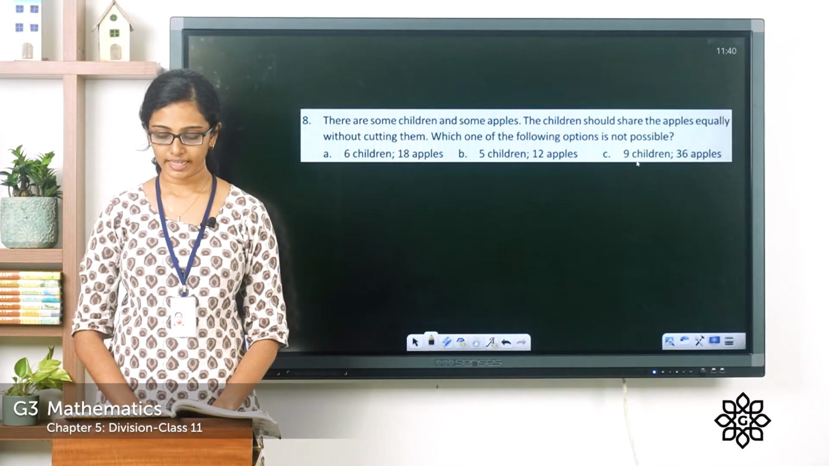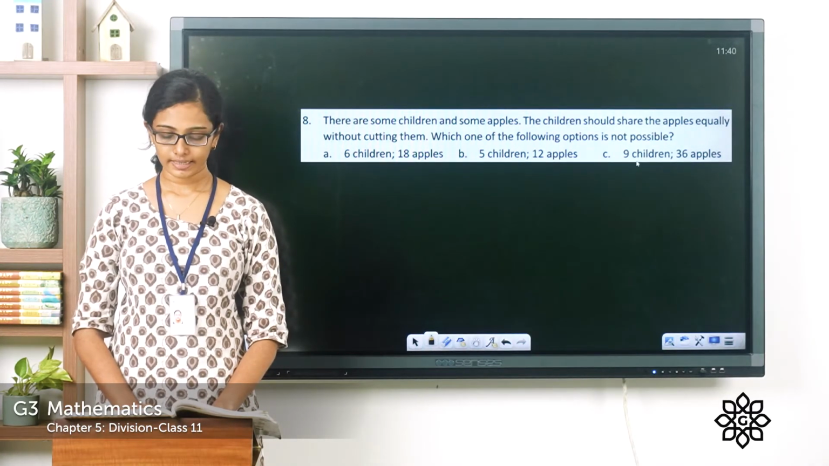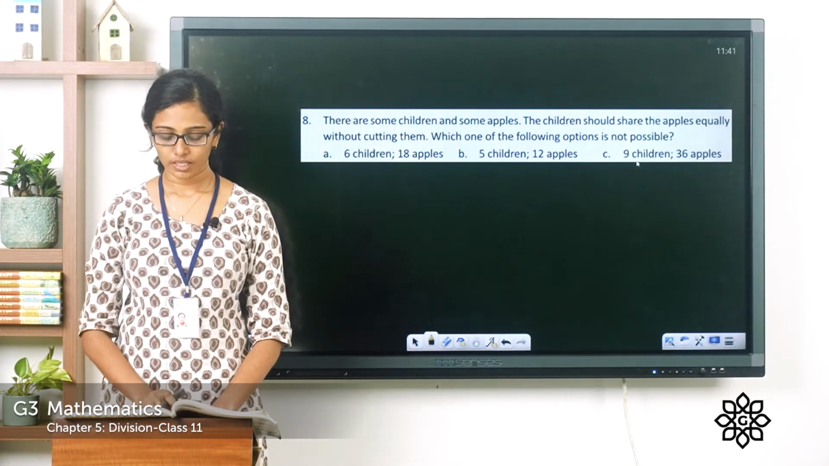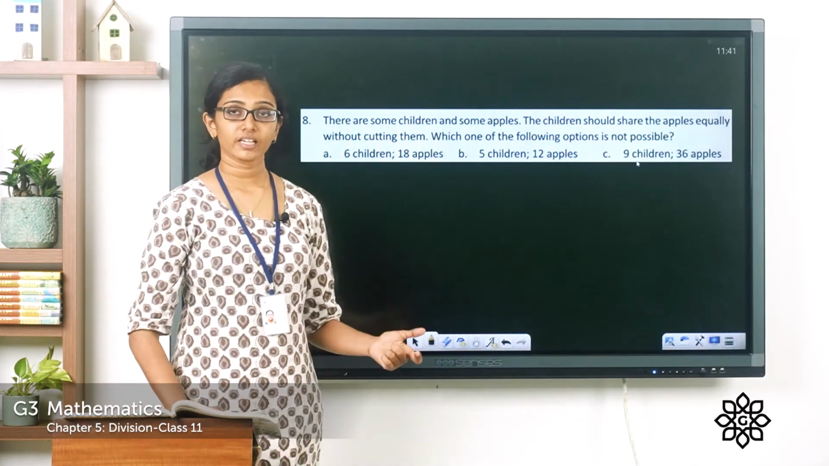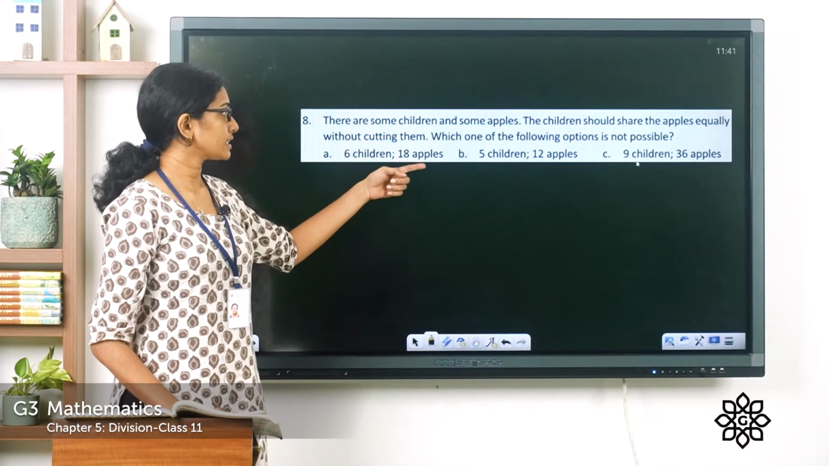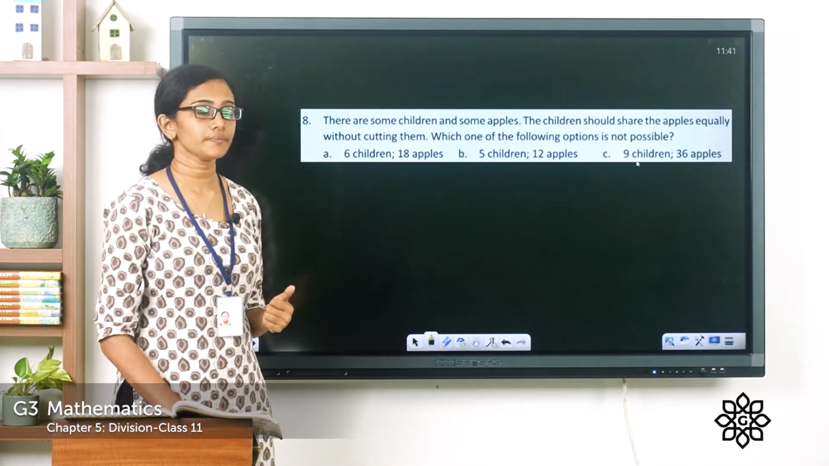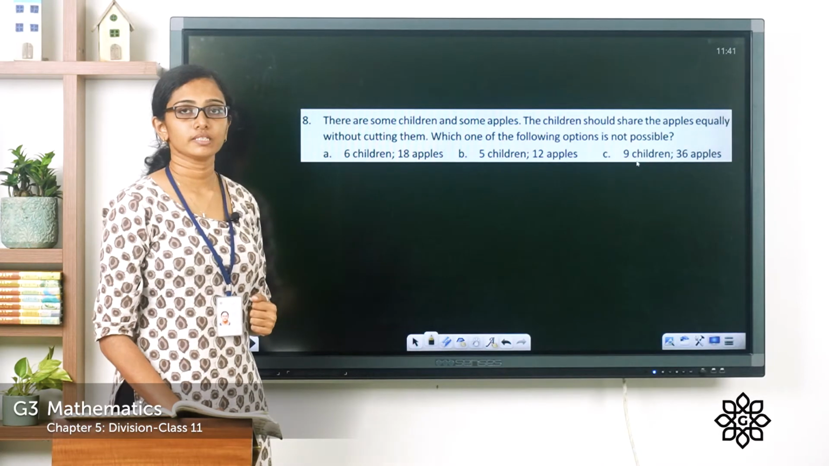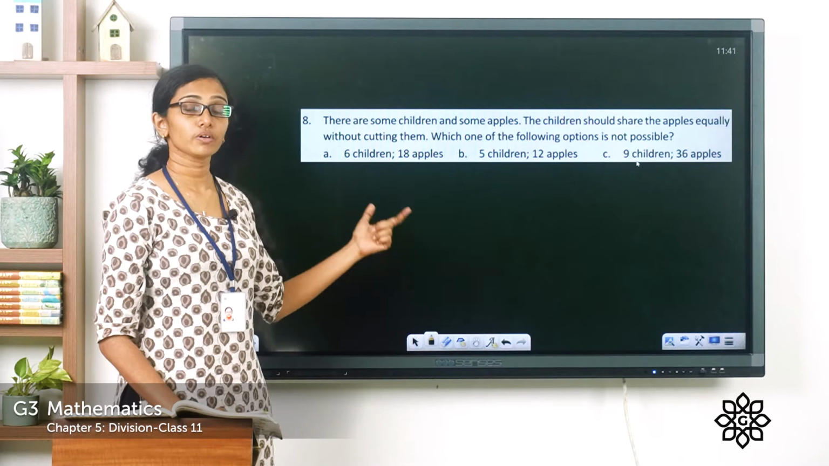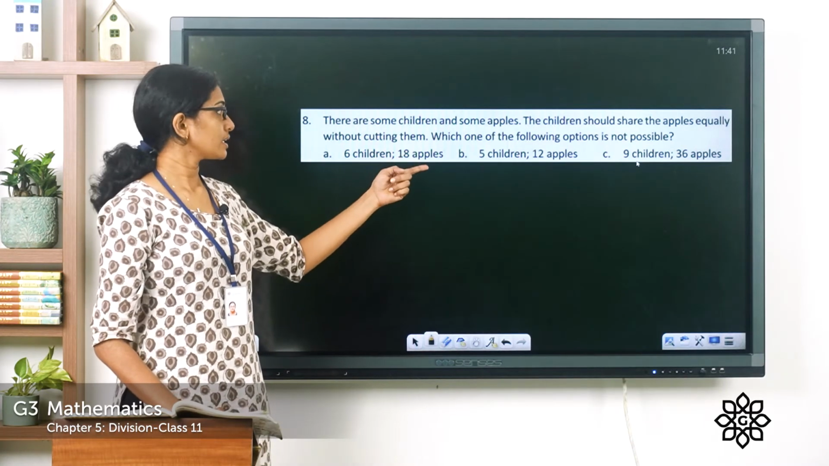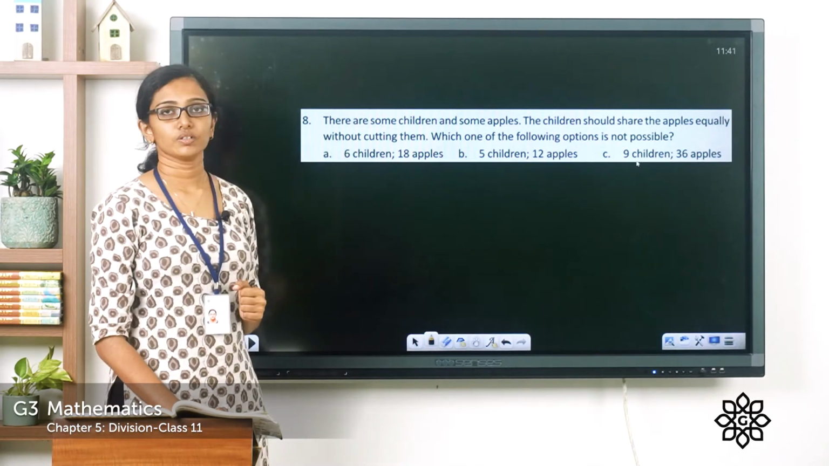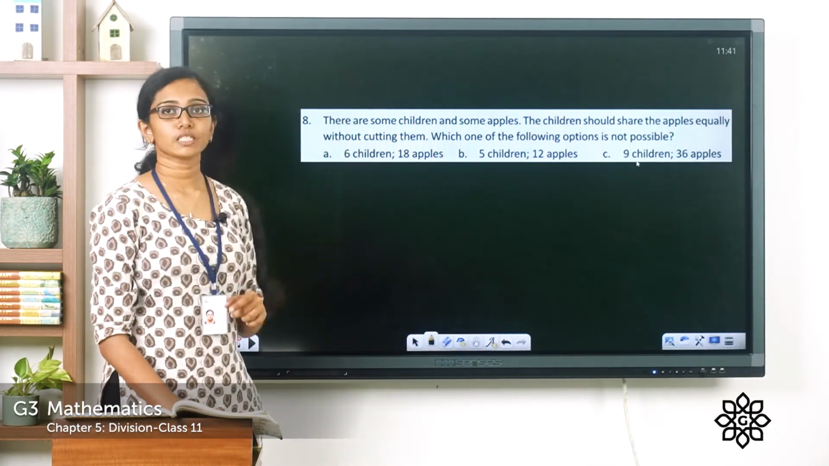The children should share the apples equally without cutting them. Which one of the following options is not possible? Which are the options here? The case when there are 6 children and 18 apples. Can we divide these 18 apples equally among these 6 children? 18 divided by 6 is equal to 3. Why? Because 6 threes are 18. We can divide the apples equally without anything left out to these 6 children. So this is one case that is possible.